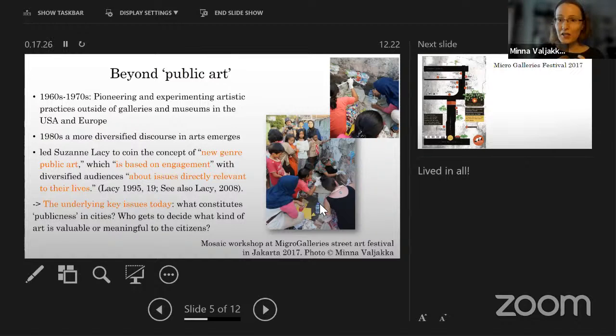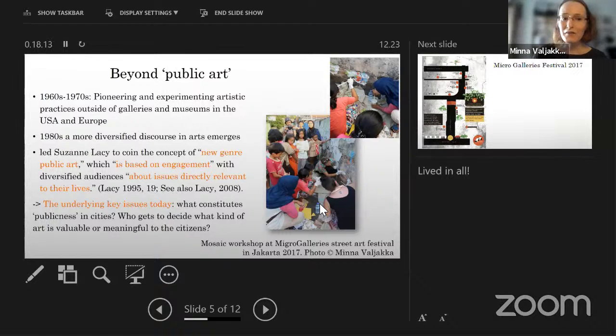And this new trend, the inspiration from the artists, led Suzanne Lacy to coin the concept of new genre public art. So this is very famous in art historical research, new genre public art, which is based on engagement with diversified audiences about issues directly relevant to their lives. So for them, especially for Suzanne and her colleagues, art is supposed to be something that connects us as human beings and directly gives us some kind of tools to talk about and manage the changes in our lives, the challenges we are facing.